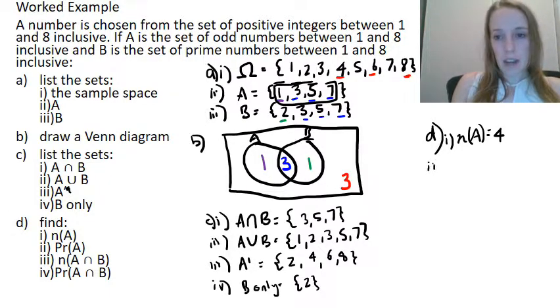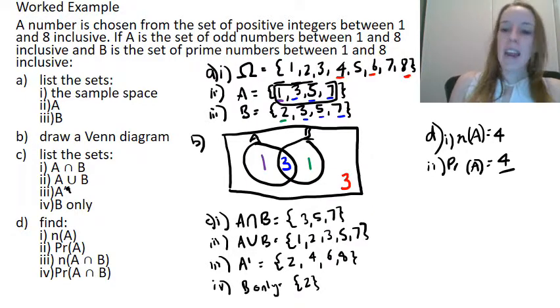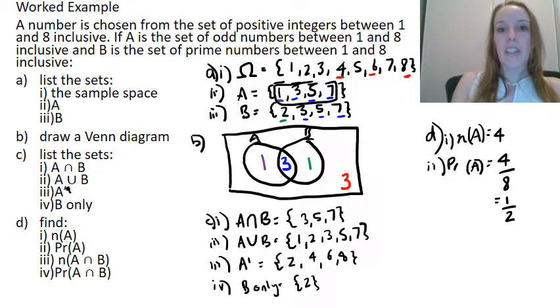Our next one is the probability that we draw a number that is in that subset A. We know there's 4 of the numbers are found in A out of a total of 8 numbers. So it's 4 over 8, which is 1 over 2. It's pretty much asking us what is the probability of drawing 1, 3, 5, or 7. So that's 4 numbers out of a total of 8 possible numbers. So it's 4 over 8.